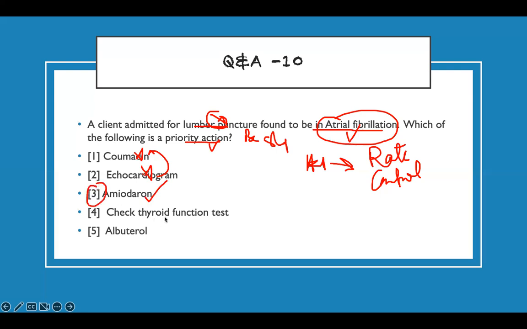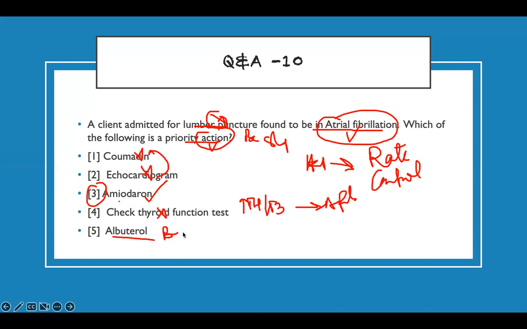I'm controlling your rate. Check thyroid function test. Well, if your thyroid hormones T4 and T3 are high, they will make you tachycardic and you go into AFib. It is another cause of AFib. But is that relevant? The patient is already in AFib. This is how they trick you in your exams: checking lab work that will not add anything to the information. I already made a diagnosis. I know what the patient has. They've even told me the patient is in AFib. If I check a TSH, would it help me at all? But my priority action, I'm doing something. I'm not checking things. I need to put the patient on amiodarone. So this is irrelevant.